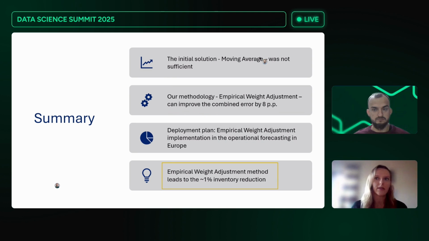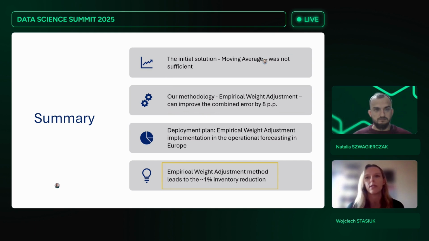And the key takeaway is that the empirical weight adjustment method leads to about 1% inventory reduction. So it turned out that we managed to improve the inventory.